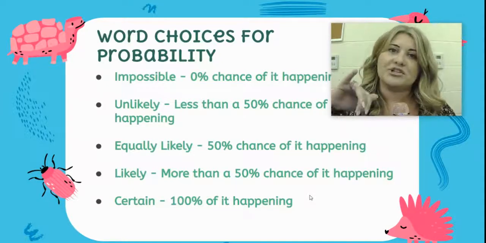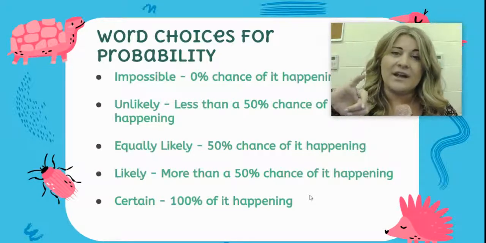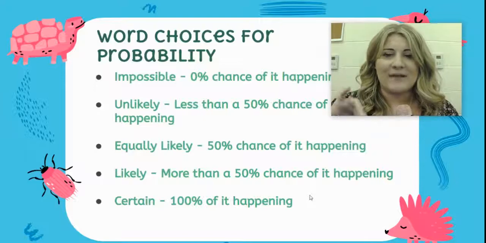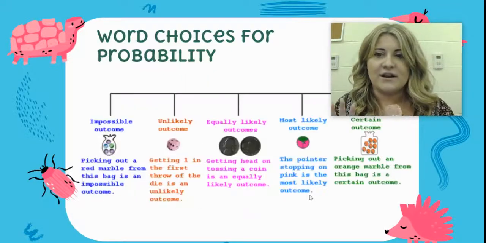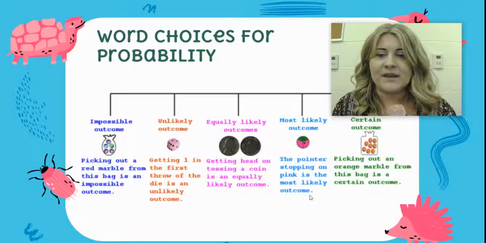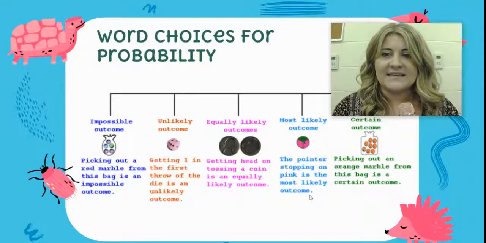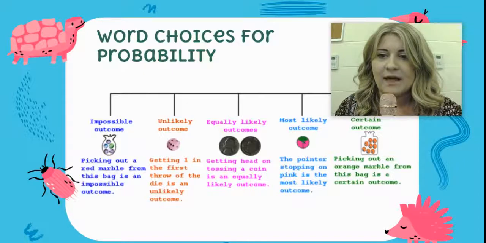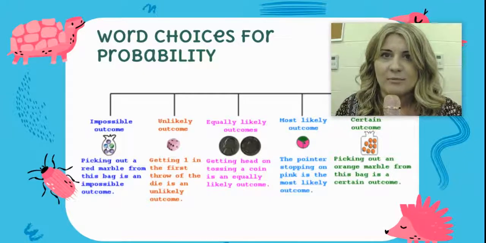So here the 2 extremes are impossible and certain. Rarely in life are things impossible and certain. And we'll talk more about that in a second. So let's talk about our first word, which is impossible. Impossible outcome. So if you look at the example up here, it has a bag of marbles. It's impossible to pick a red marble out of this bag because there are no red marbles in it.